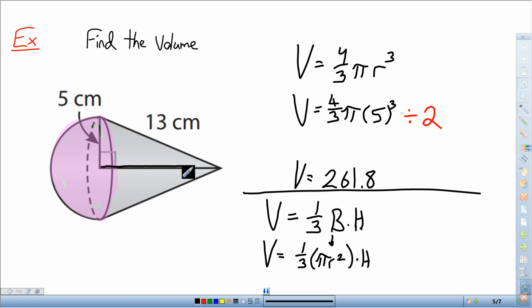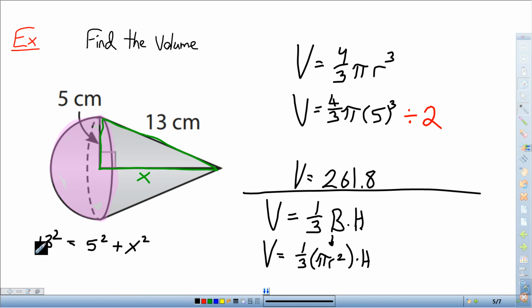But do we have the height of our cone? No, we don't. So this is one of these problems where we need to use the Pythagorean theorem to find the missing side of this right triangle. Hopefully you're getting good at this, so I'm just going to plug it into the Pythagorean theorem. I'm plugging 13 in for C, 5 in for A, and X in for B.